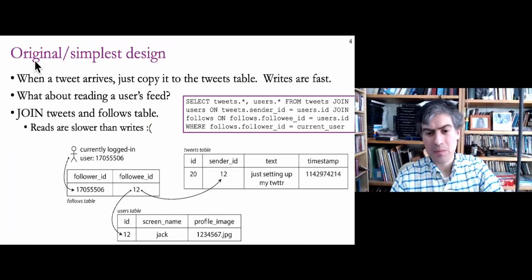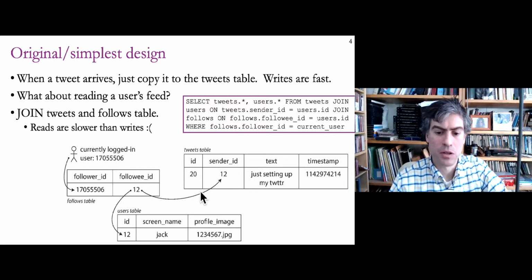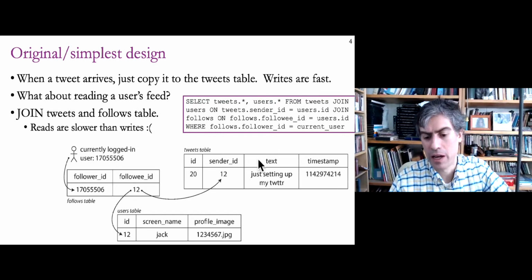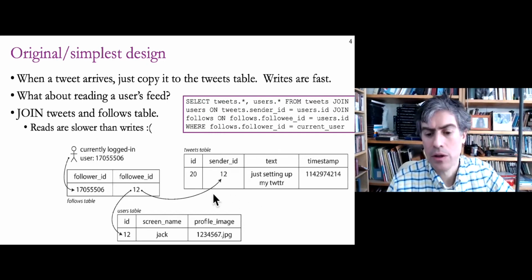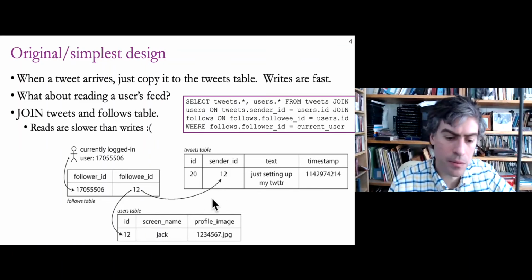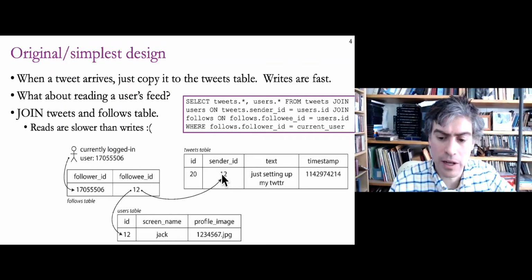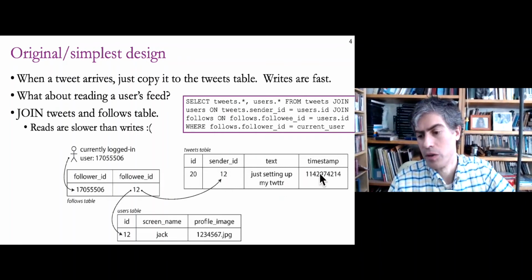So building out the feeds is kind of slow, right? So notice that I say writes are fast because if you tweet, all you have to do is make a new row in this tweet table that has your sender ID, like your Twitter handle ID here, the text of your tweet, and then the timestamp of when it was made.